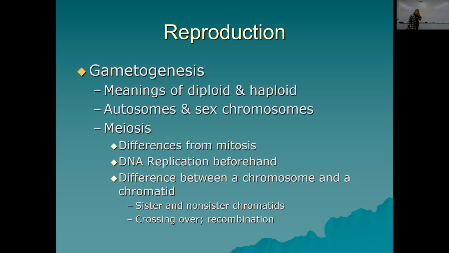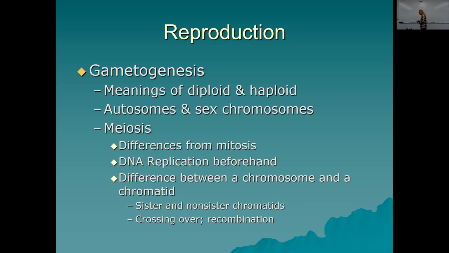Gametogenesis. This is the making of gametes, and it's also called meiosis. So remember what diploid and haploid mean. Diploid is the total number of chromosomes you have in normal somatic cells, cells that are not involved with reproduction. That number is 46 in people. Haploid are gametes, half the number, 23. And gametes are the only haploid cells that human beings make.